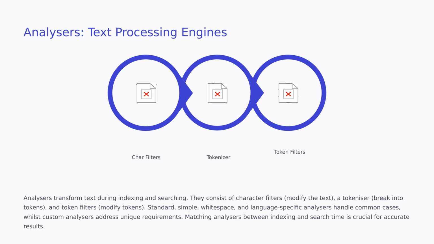What transforms text during indexing and searching? Analyzers. They break text into tokens and modify them. With character filters adjusting the text, tokenizers breaking it down, and token filters tweaking the tokens, analyzers are key. Standard, simple, whitespace, and language-specific analyzers handle the basics, while custom ones meet unique needs. Matching analyzers between indexing and search time is vital for precise outcomes. Text processing engines at work.